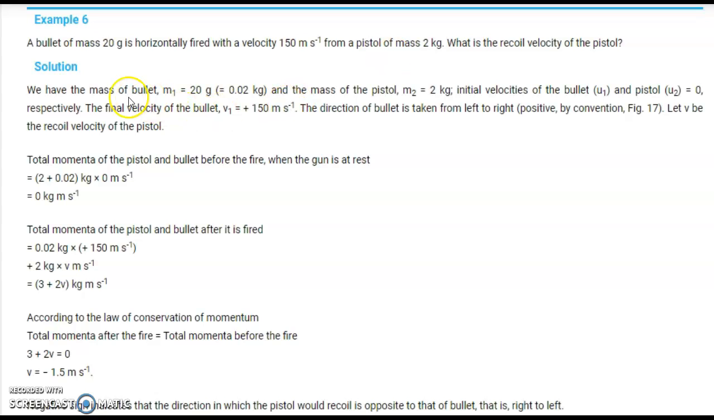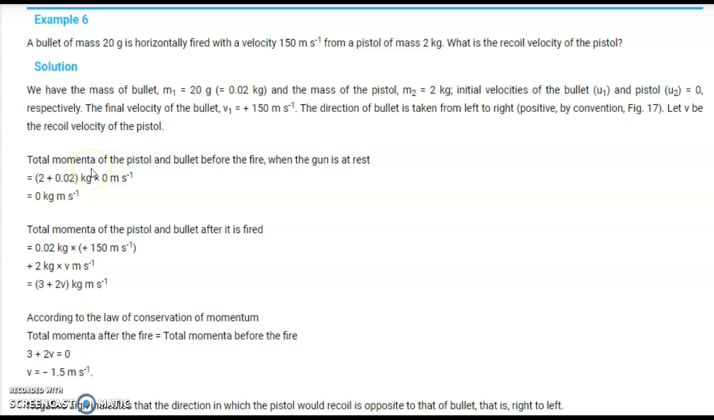Solution. The mass of the bullet, m1, is given as 20 grams, so you have to change it into kilograms. That is 0.02 kg. Then the mass of the pistol, m2, is 2 kg. The initial velocities of the bullet and pistol are u1 and u2, and the final velocity of the bullet is v1, which is 150 meter per second. The direction of the bullet is taken from left to right, that is positive. Let v be the velocity of the pistol.